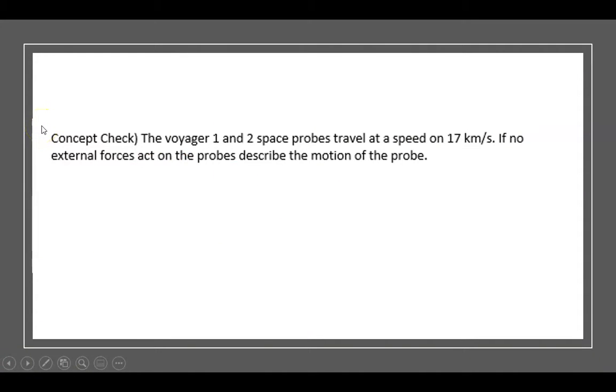So the Voyager 1 and Voyager 2 space probes, which are traveling along at 17 kilometers per second, if there's no external force acting upon them, the motion of the probes, so we've got this kind of satellite here, just keep on going in a straight line, because there's no forces acting upon it. Now that will be until some sort of gravitational body will cause it to change its direction, but with lack of a heavenly body within close proximity to have any sort of noticeable amount of gravitational pull on this, it's just going to go straight along.